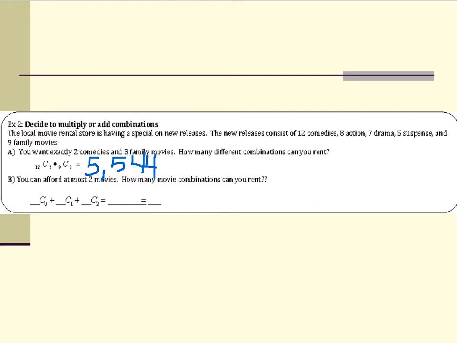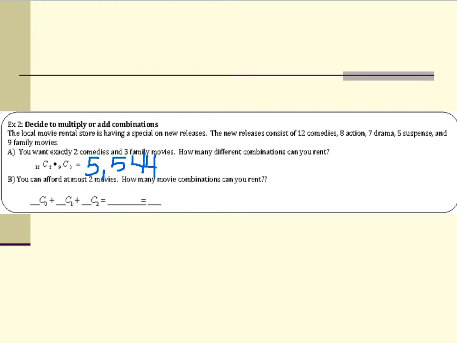Our next problem is you can afford at most 2 movies. How many movie combinations can you rent? So at most 2 movies means you can have 0 movies, 1 movie, or 2 movies. You can't have all 3 of them. You can have 0, 1, or 2. So only one thing's going to happen. You're only going to get one of those 3 things. Since we're only going to have one of those 3 things happening, that's when we add. Remember up here we multiplied because we wanted multiple things to happen. Down here we only want one of them to happen, so we are going to just add.